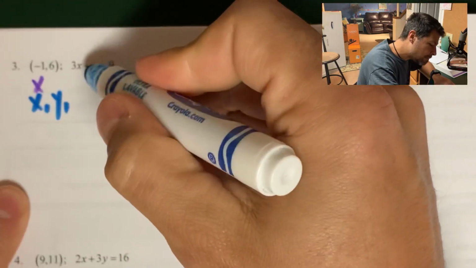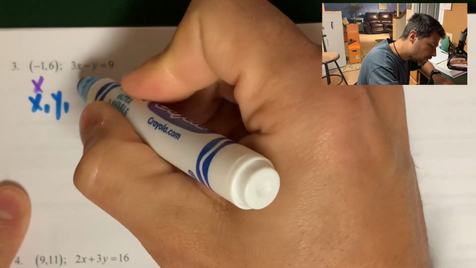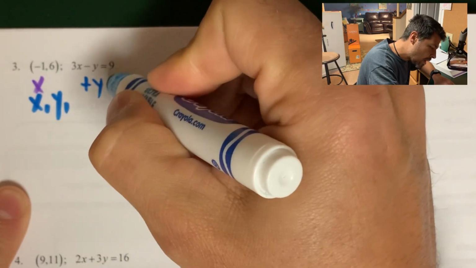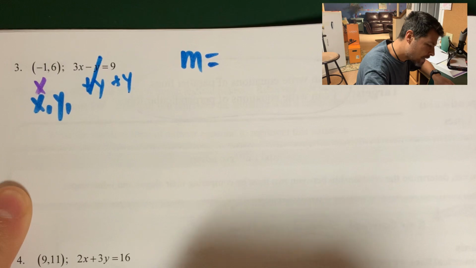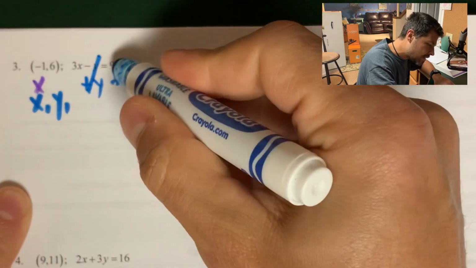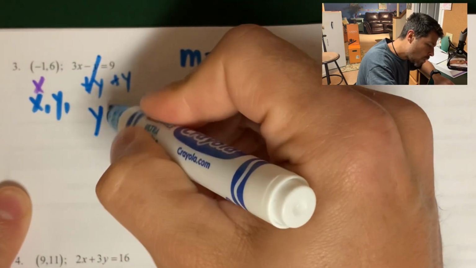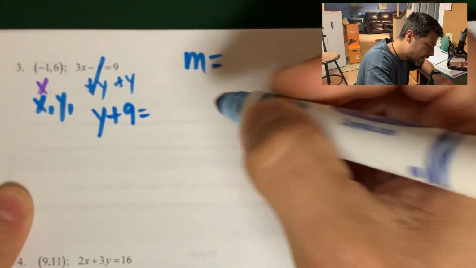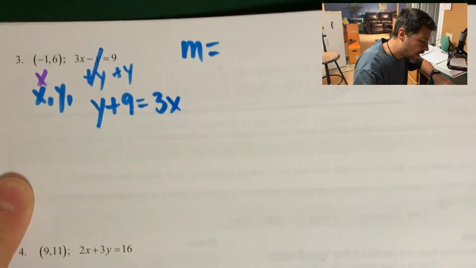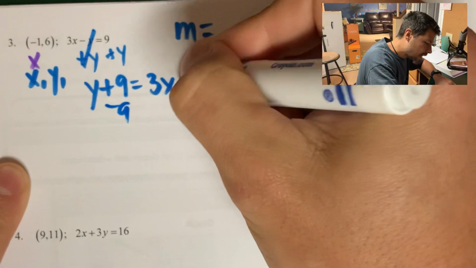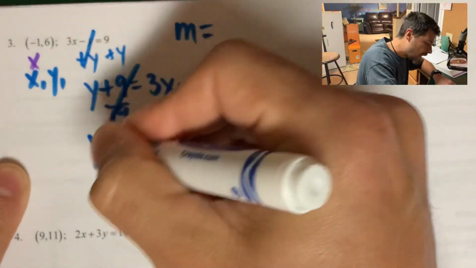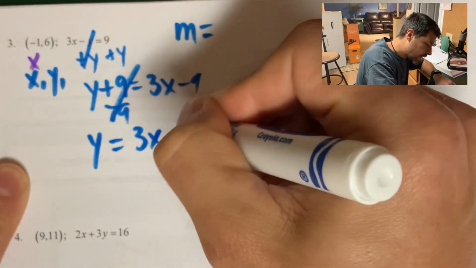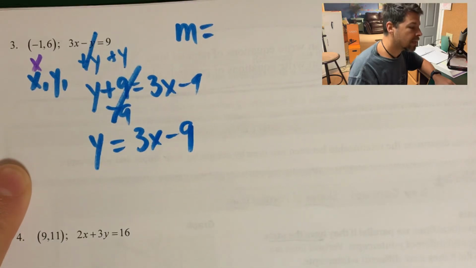I notice that it's a minus y, and here's the little trick that you can do. Can I just bring the y over here to the right? And that would make it positive. And so now instead of 9 plus y, I'm going to write y plus 9, just to get y by itself over here, and that's equal to 3x. And now I can just minus 9, and I have my equation, y equals 3x minus 9, that I can now use to get the slope.